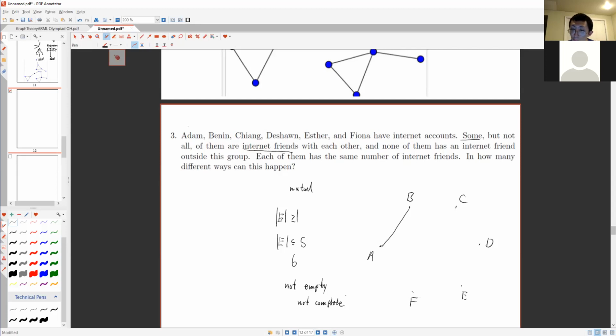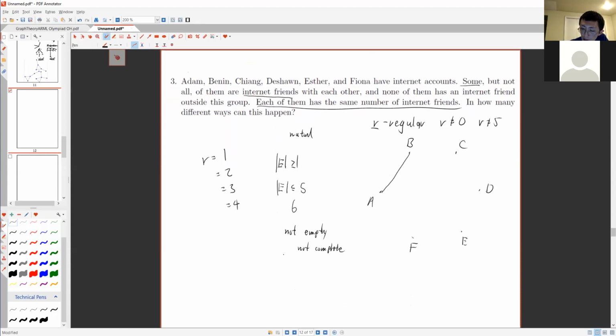Then it says each of them has the same number of internet friends. So that means it's r-regular for some r, and r is not equal to 0 and r is not equal to 5, or else it'd be complete or empty. So each person can have 1 friend, or everyone has 2 friends, or everyone has 3 friends, or everyone has 4 friends. So how many ways if everyone has 1 friend? First off, what would that look like again?